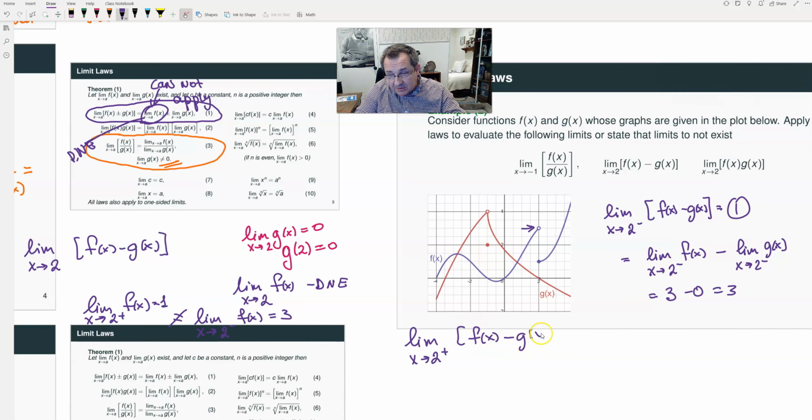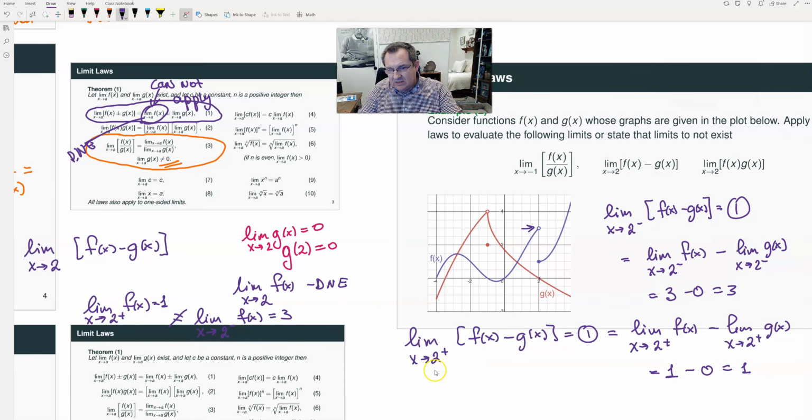Both one-sided limits exist, so we can apply formula 1, and we can conclude that we're looking at the limit as x approaching 2 from the right of f of x, minus the limit as x is approaching 2 from the right of g of x. The first limit is 1, and the second limit is 0, overall 1. Now, these are one-sided limits of the difference. What about the total limit?